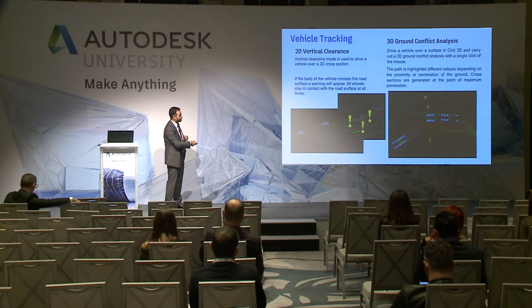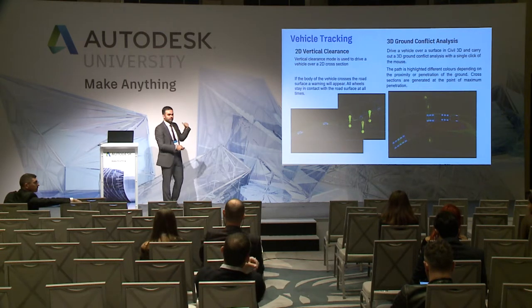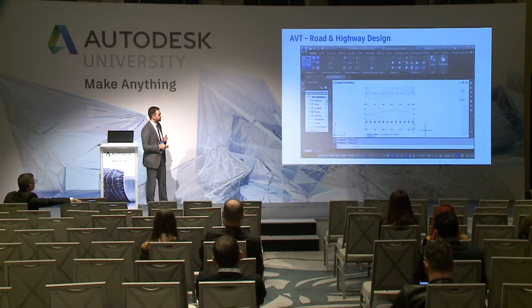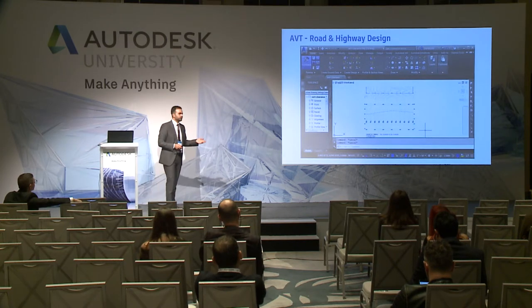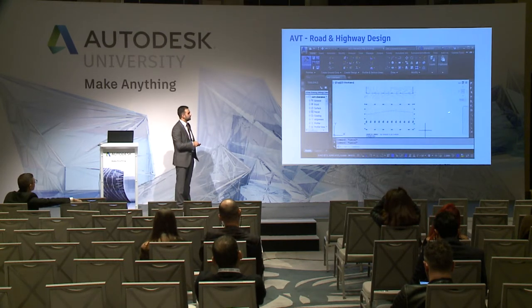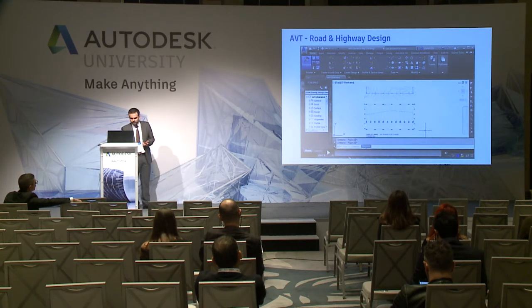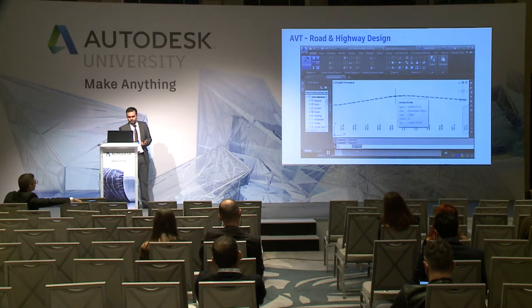And the software on its own will highlight any possible areas of problems, or else run the 3D ground conflict and see any possible clashes. This is an example of 2D verification. So we have a road alignment. We've designed our road. We want to verify that it's OK. So we run the 2D clash verification here.